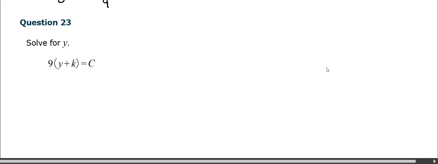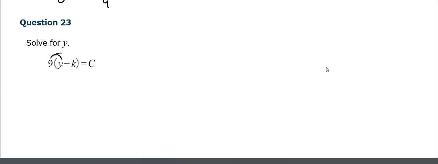Let's look at another problem. Solve for y. We have 9 times the quantity y plus k equaling c. So just as we normally would do, we would use our distributive property, and 9 times y is 9y plus 9 times k is 9k, and that equals c.